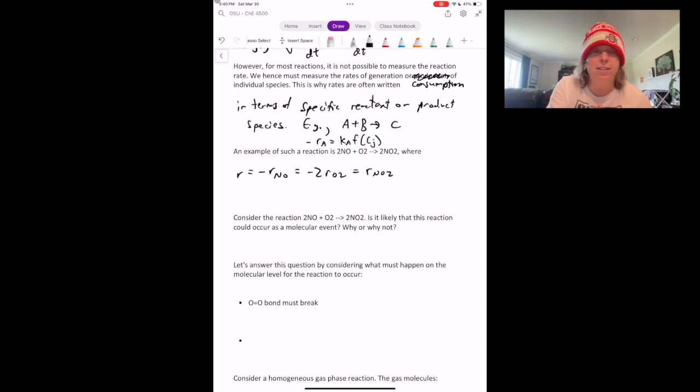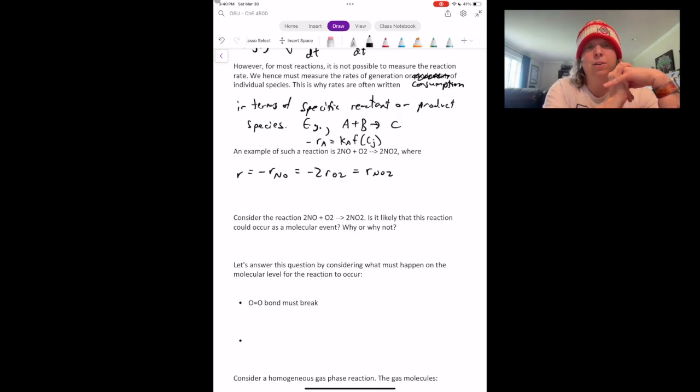So let's unpack this a little bit, this nitric oxide oxidation reaction. Could this reaction occur as a molecular event? The first reaction we saw here was SiH4 plus SiH2 going to Si2H6, and we basically were able to draw how that could happen as a molecular event. Well, what about this reaction, nitric oxide oxidation? Could that happen as a molecular event?